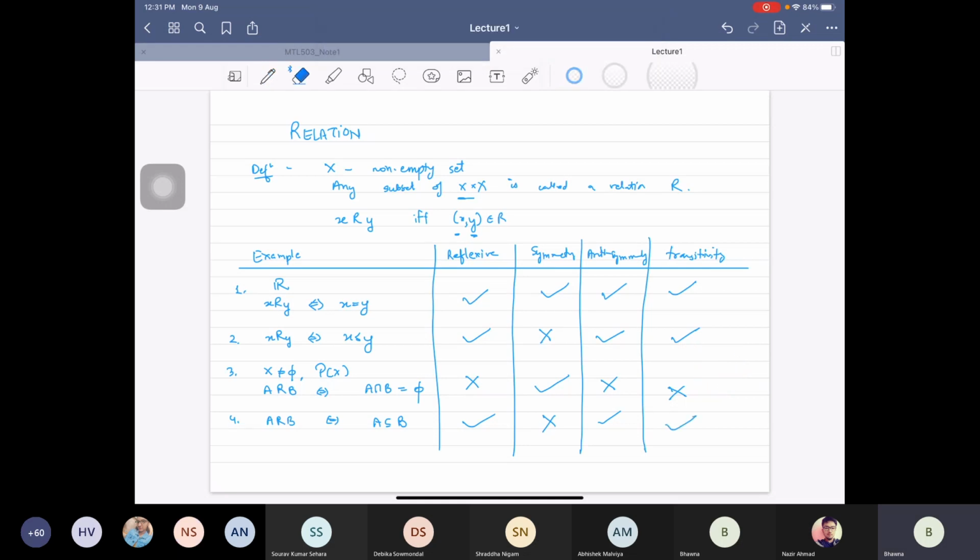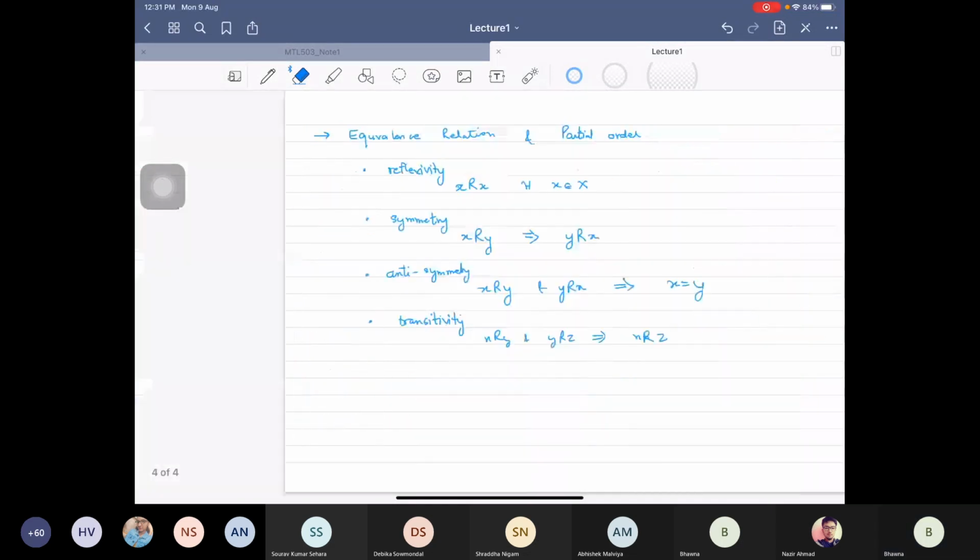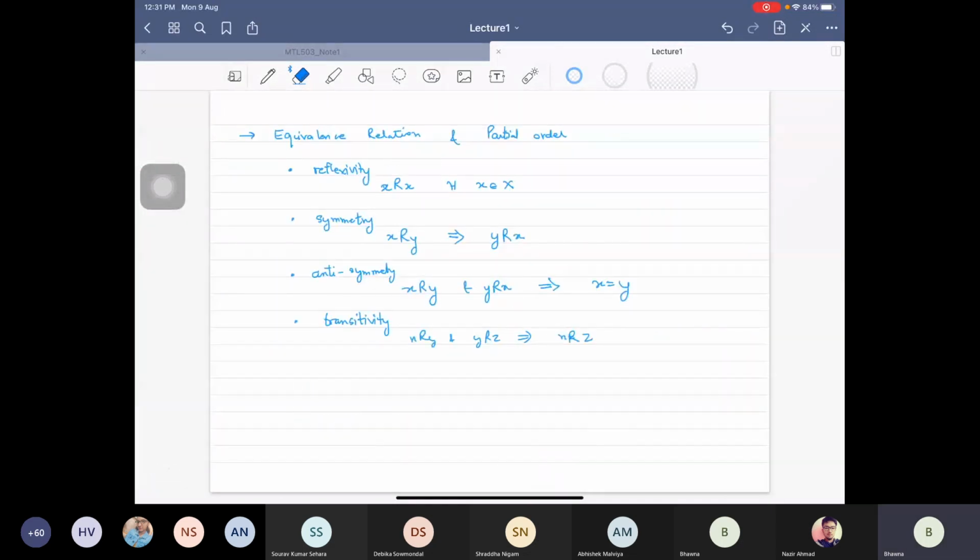Okay, so you see that in the particular example one, it satisfies all these properties. Some satisfy some and some do not. In general, we say that a relation is an equivalence relation if it satisfies reflexivity, symmetry, and transitivity. Okay, reflexivity, symmetry, and transitivity.